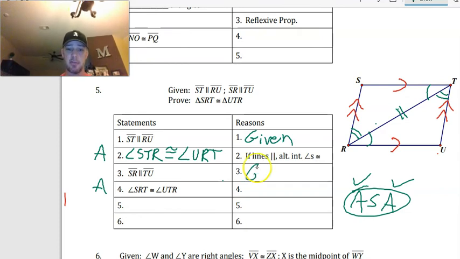This was also given. And same thing, we were able to label these other two angles, SRT and UTR, the ones that we put 2 arc marks on, because of alternate interior angle theorem.